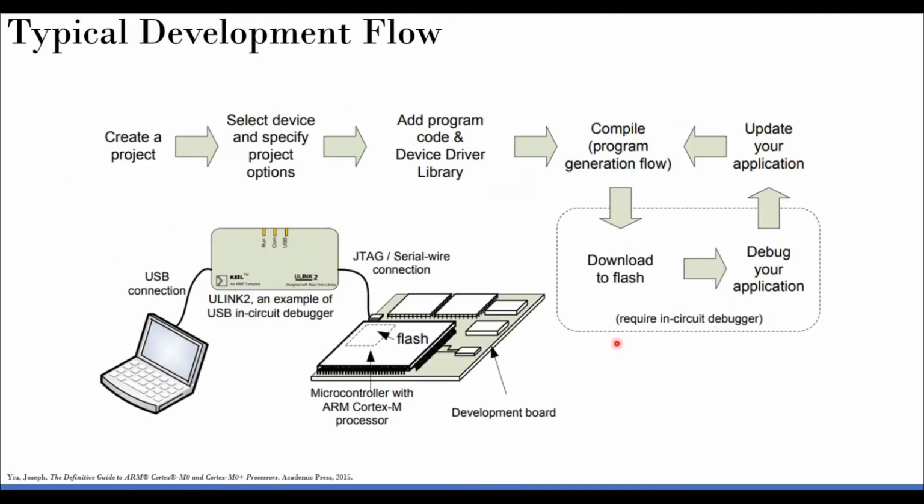And the development flow is something like this. You create a project, then you select the device and specify the project options. This is very important. For example, you start with the Keil MicroVision, you select a project, then you select the device and all those things, and then you add your program code, device drivers, whatever library you want, everything will be added, and then you compile it. Basically press the build button, and once you compile, you can download to flash, and then you can debug. If you change something, you again have to recompile. Very important.